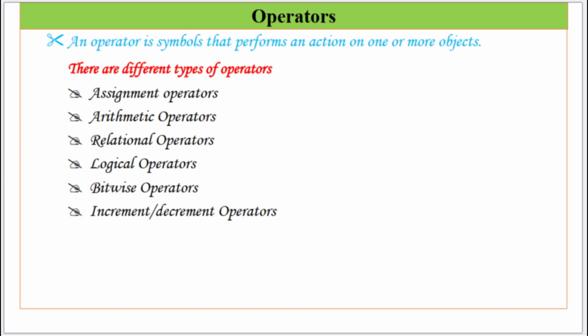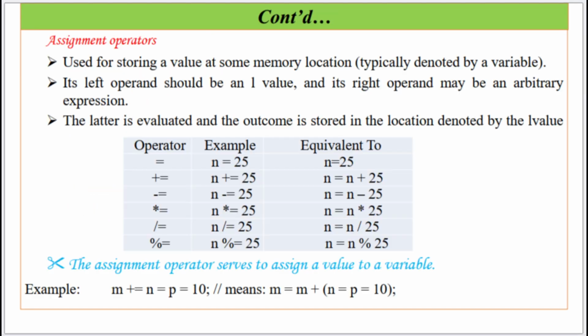Operators. Operators are symbols that perform an action on one or more objects. There are different types of operators: assignment operators, arithmetic operators, relational operators, logical operators, bitwise operators, increment/decrement operators.